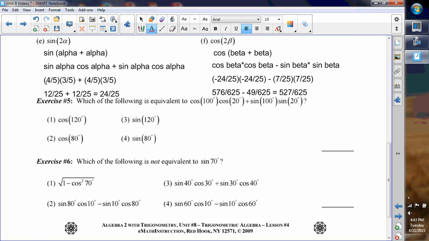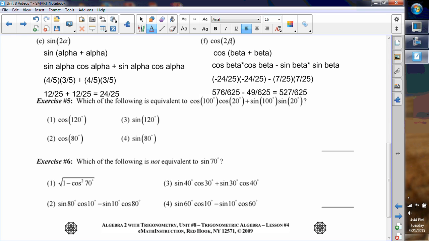I went ahead and did those. These are double angle formulas. This is the sine of alpha plus alpha. This is 2 times an angle. You will see in tomorrow's videos that this is actually a formula all of its own. And if I plug in our values here, we get sine alpha, cosine alpha, plus sine alpha, cosine alpha. It's actually 4/5 times 3/5 plus 4/5 times 3/5, which gives us 12/25 plus 12/25, or 24/25.